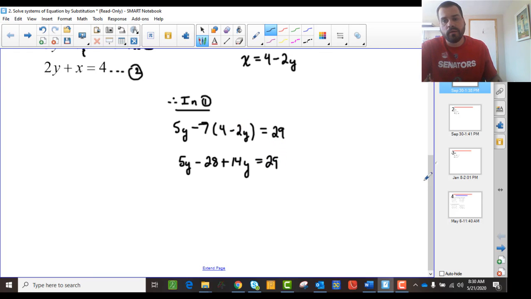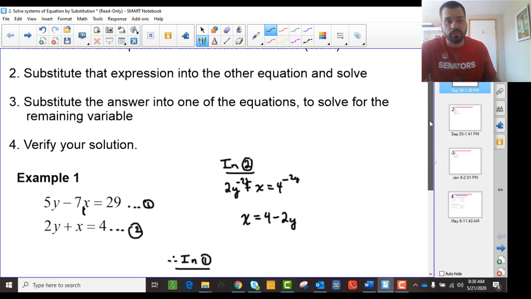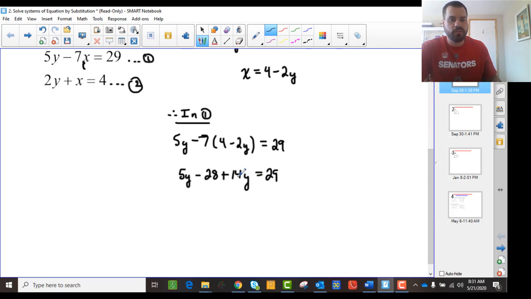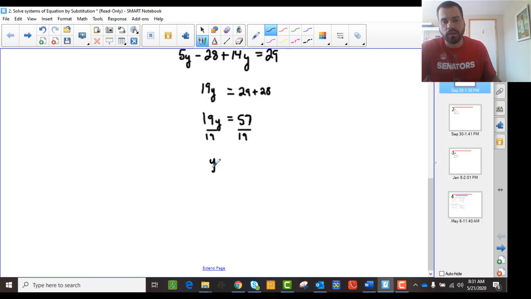Sorry, we're still in step 2 because we're still solving. So I guess it's not just substituting; it's also solving in this step. So we'll just keep going. What we do is 14y plus 5y is 19y, equal to 29 plus 28. We're just going to bring this 28 over to the other side of the equation. So I get 19y is equal to 57. And that means if I divide by 19, y is equal to 3.